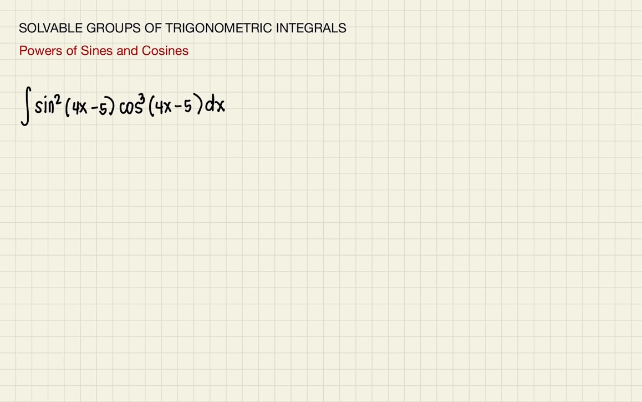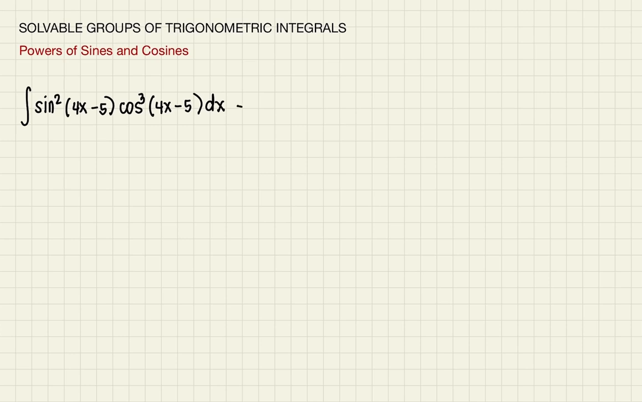So in the case here, we have an even exponent for sine of 4x minus 5, and we have an odd exponent for cosine of 4x minus 5. So take note, these are two functions with the same angles, but they have different exponents. Because we are looking at the odd exponent, and we cannot use integration by simple substitution directly here, what you want to do is to transform this into a form wherein we can perform integration by simple substitution.